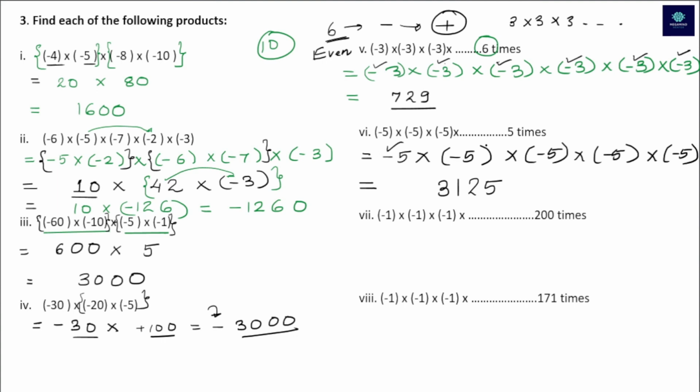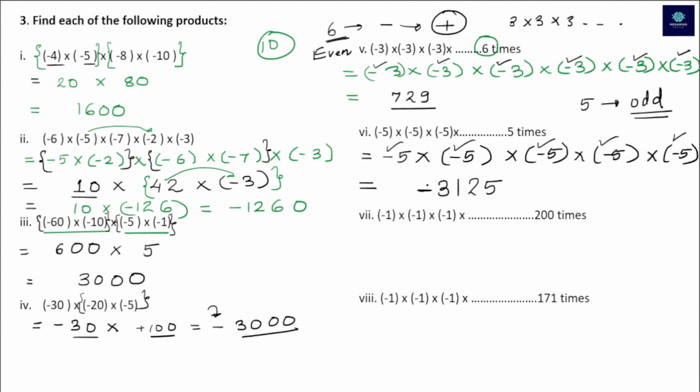So you have 1, 2, 3, 4 and 5. And we know that 5 is an odd number. And when you see you have odd number of minus signs getting multiplied, your answer or your product will be negative. Your answer will have that minus sign with it. So it is minus 3125. So here is a key to take away. If you have even number of minus signs getting multiplied, your product will be positive.